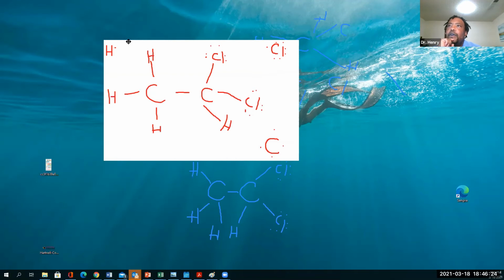There. Okay, so chlorine has 7 valence electrons around it. So it's going to share 1 electron with that carbon, right? Since we know that it's already sharing with this one. 1 here, we're going to share 1 here, and then this hydrogen is also going to share 1, right?